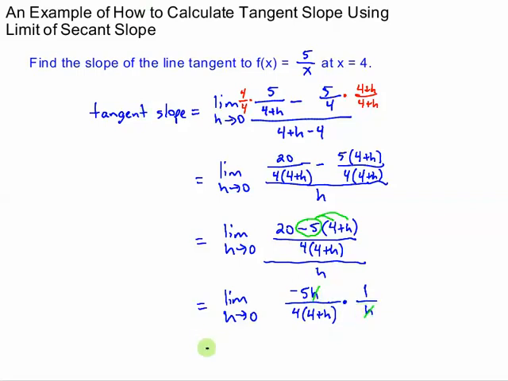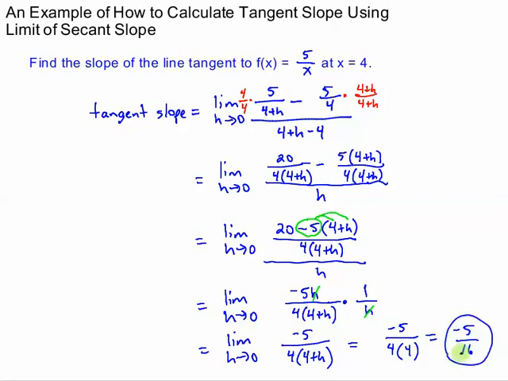And so now we end up with this limit, the limit as h approaches 0 of negative 5 over 4 times the quantity 4 plus h. And now we can literally plug the 0 in because nothing strange happens. And so on top I have negative 5. On bottom I end up with 4 times 4 plus 0, that's 4. So that is negative 5/16. So the slope of the tangent line to this curve at this point x equals 4 is negative 5/16.